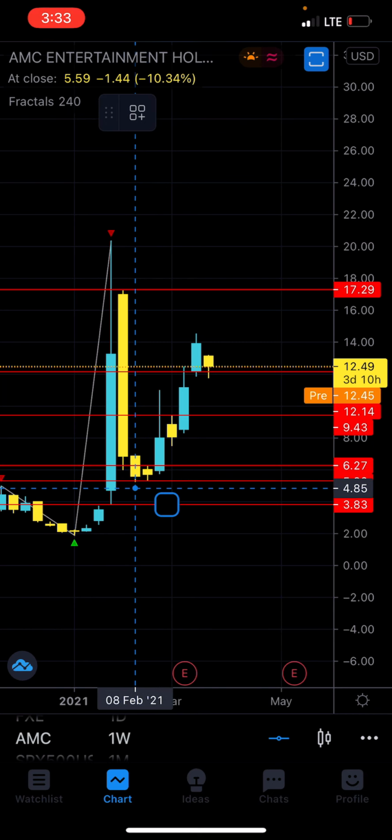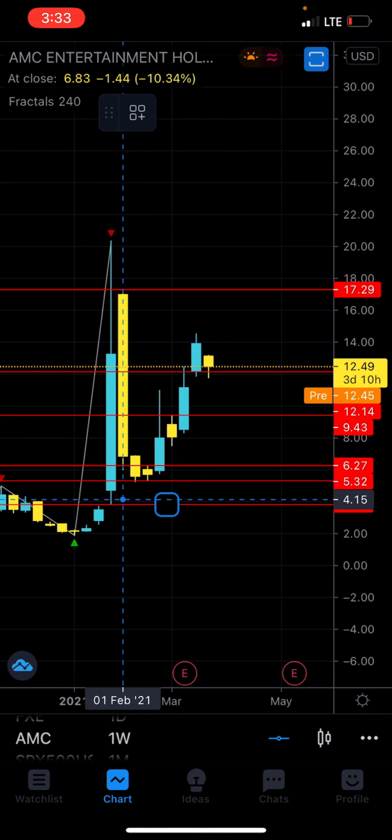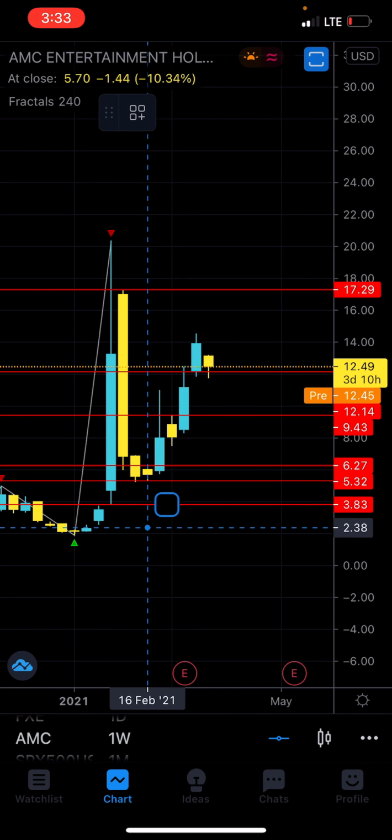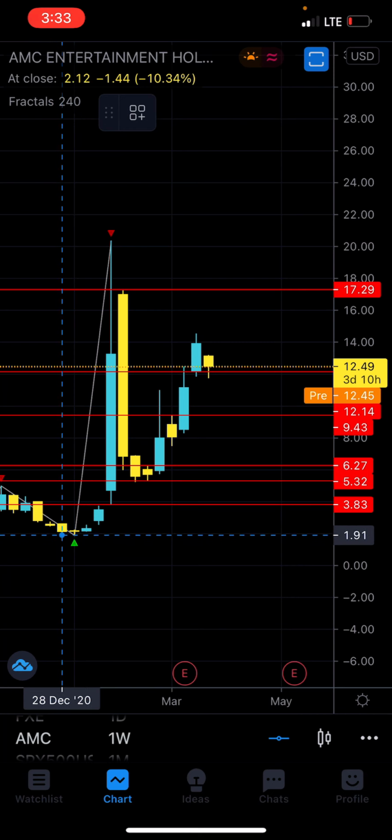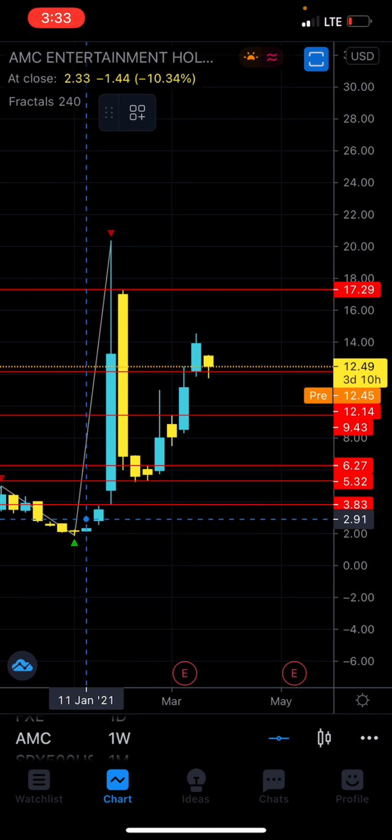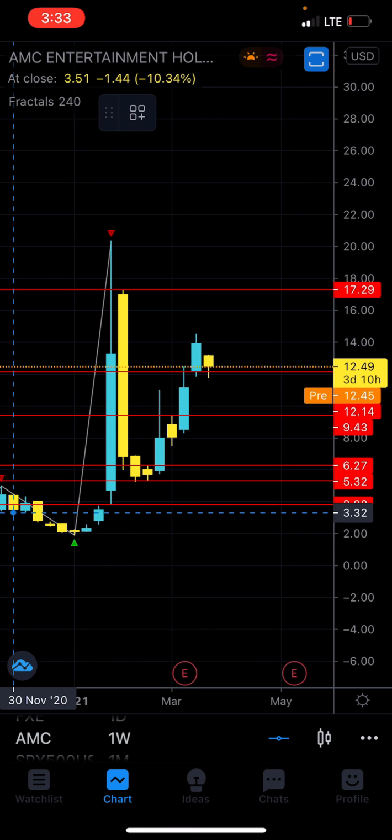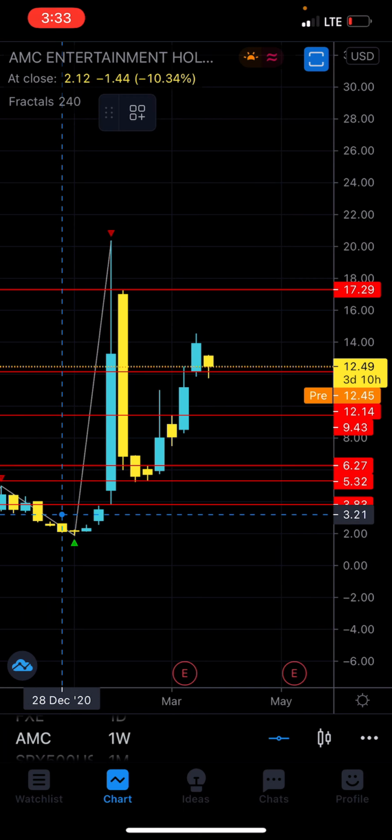And then also down here, I'm going to be using this wick and this wick, right? And then down here, I'm using these two wicks that are touching right there. And then we'll put another one down around this level because there are 3 wicks touching right there, right? So we'll put it right there.